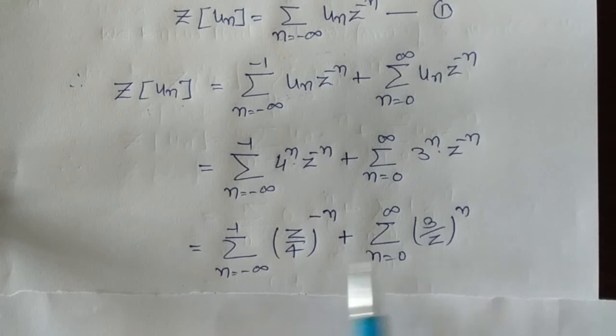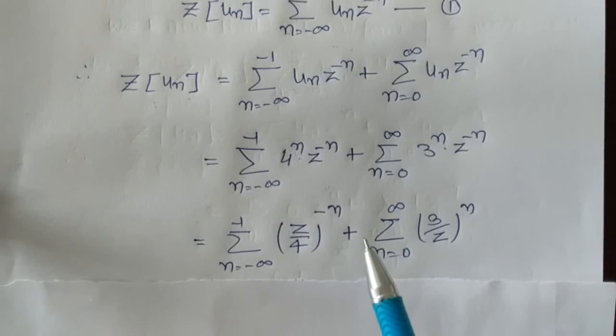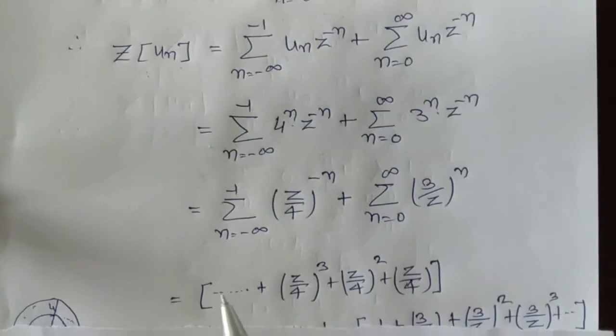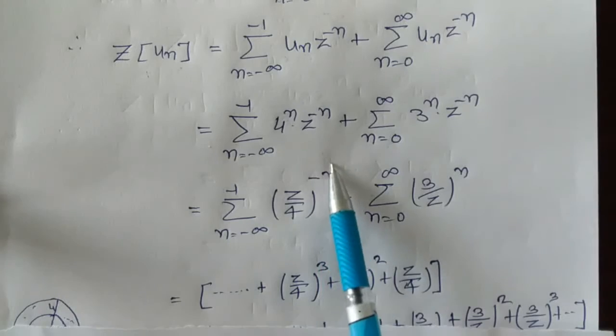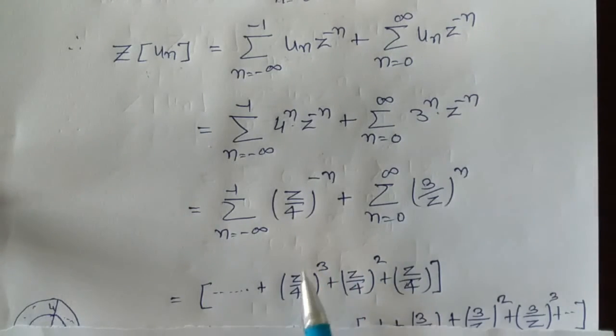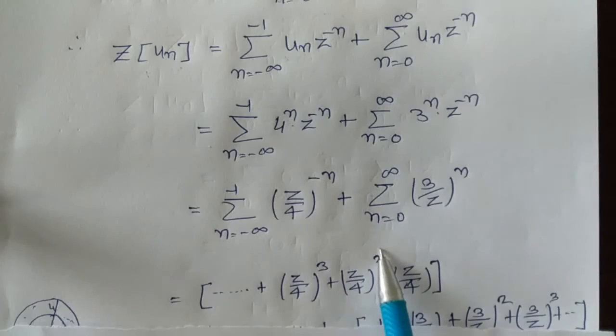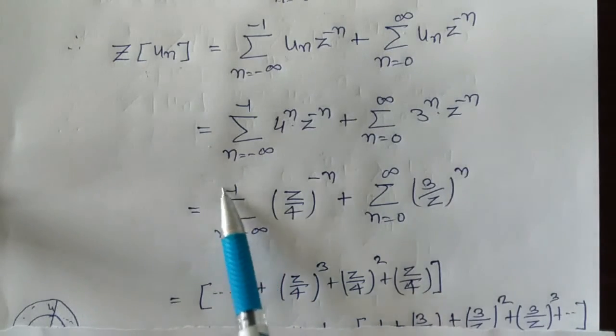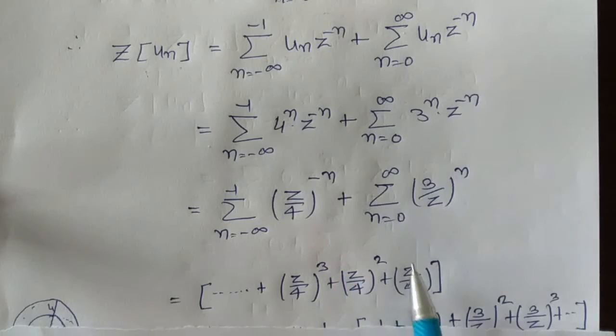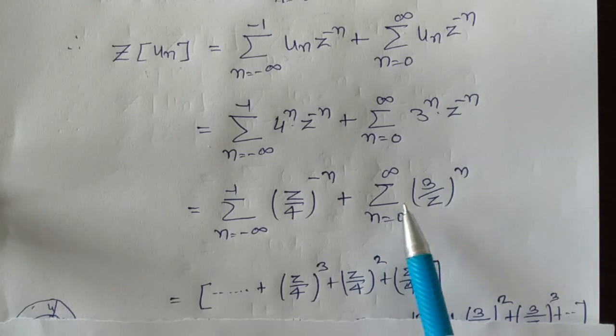Now we expand these summations by putting the values of n. For the first summation, we start from minus infinity and then come to minus 3, minus 2, minus 1. For n equal to minus 3, we have plus 3, so (z/4)^3, plus for n equal to minus 2, we have plus 2 here, so (z/4)^2, plus for n equal to minus 1, we have plus 1 here, so z/4. Plus this summation, we expand by putting n equal to 0, 1, 2, 3 and so on.